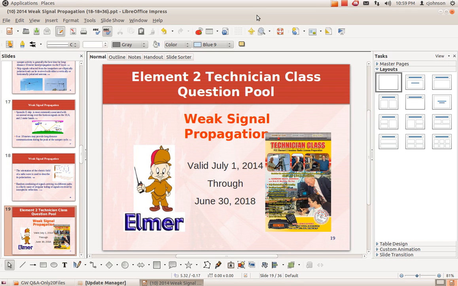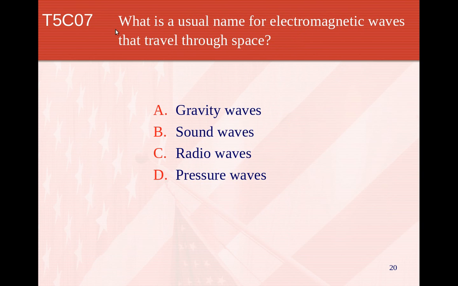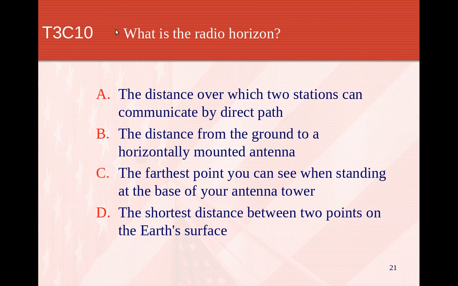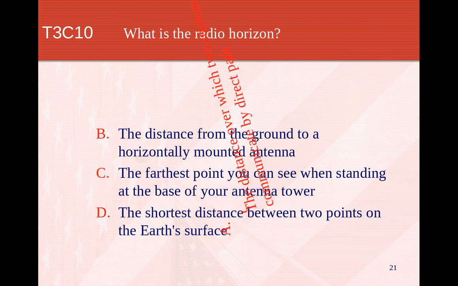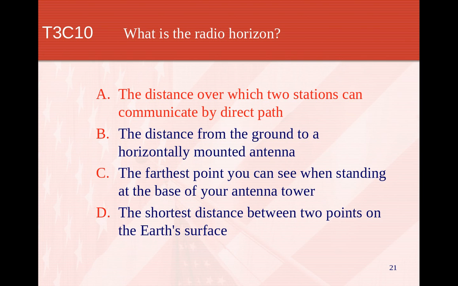So this is the weak signal propagation, section 10. Q&A. Let's start. What is the usual name for the electromagnetic waves that travel through space? Radio waves. What is the radio horizon? The distance over which two stations can communicate by direct path.